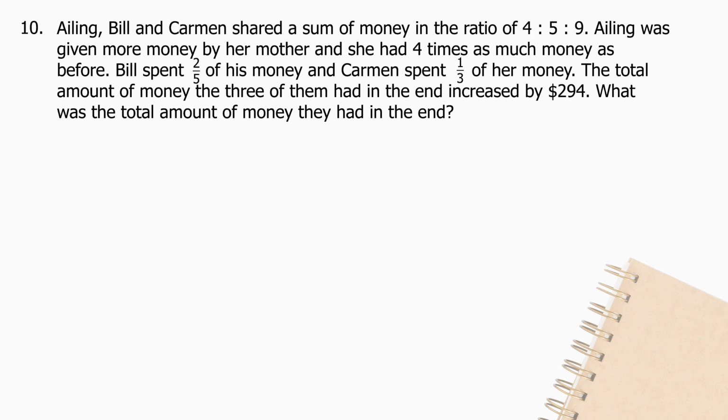Question 10. Ailing, Bill, and Carmen shared a sum of money in the ratio of 4:5:9. Ailing was given more money by her mother, and she had 4 times as much money as before. Bill spent 2/5 of his money, and Carmen spent 1/3 of her money. The total amount of money the three of them had in the end increased by $294. What was the total amount of money they had in the end?